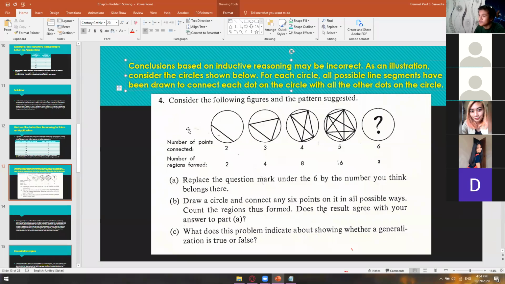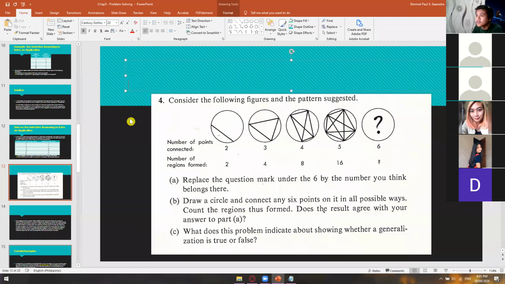Ang importante ito. So consider the following figures and the pattern suggested. So we have number of points connected and the number of regions. I think confusing to. Kasi ito yung kakadagdag ko lang ngayon and then this one came from the internet wherein they are the same. Okay, so tatanggalin ko to.